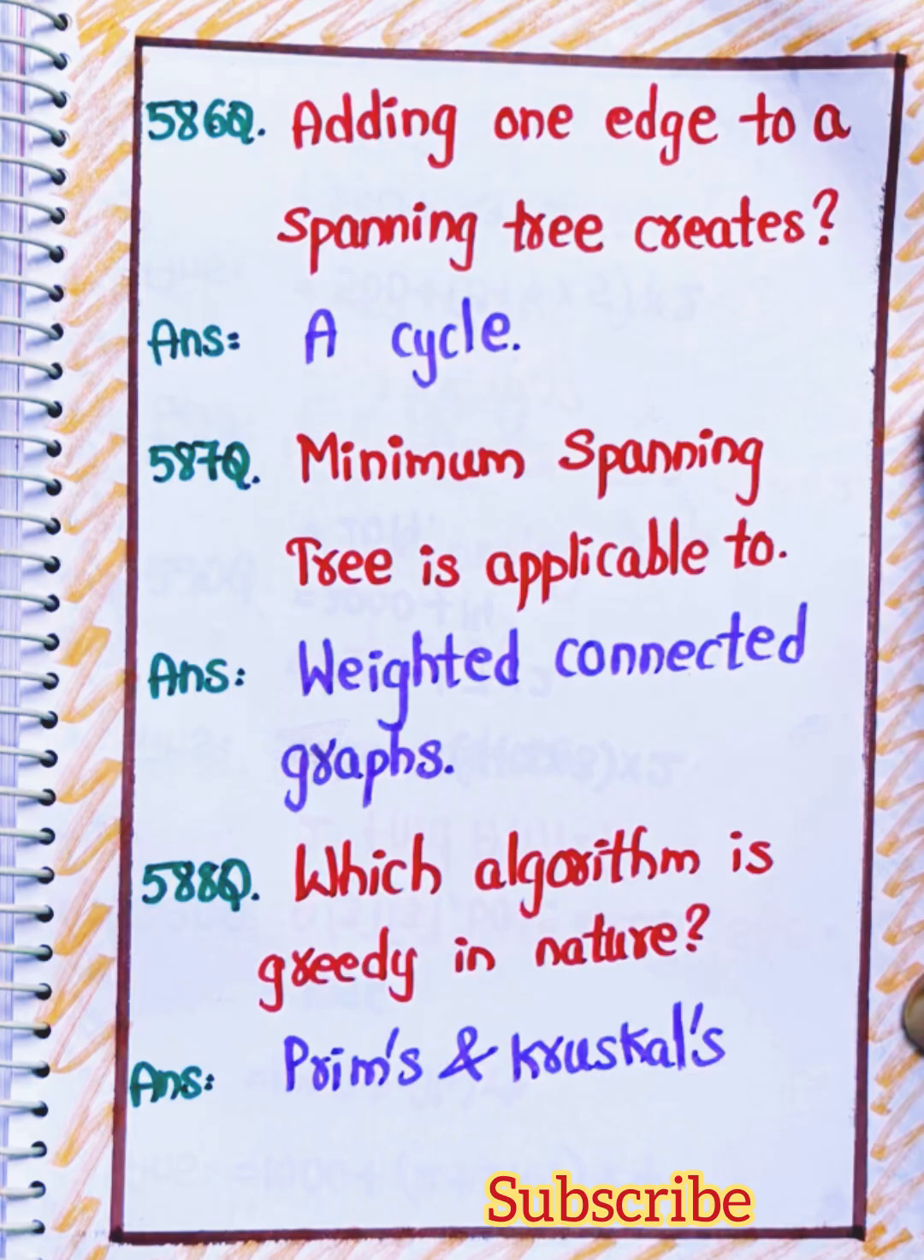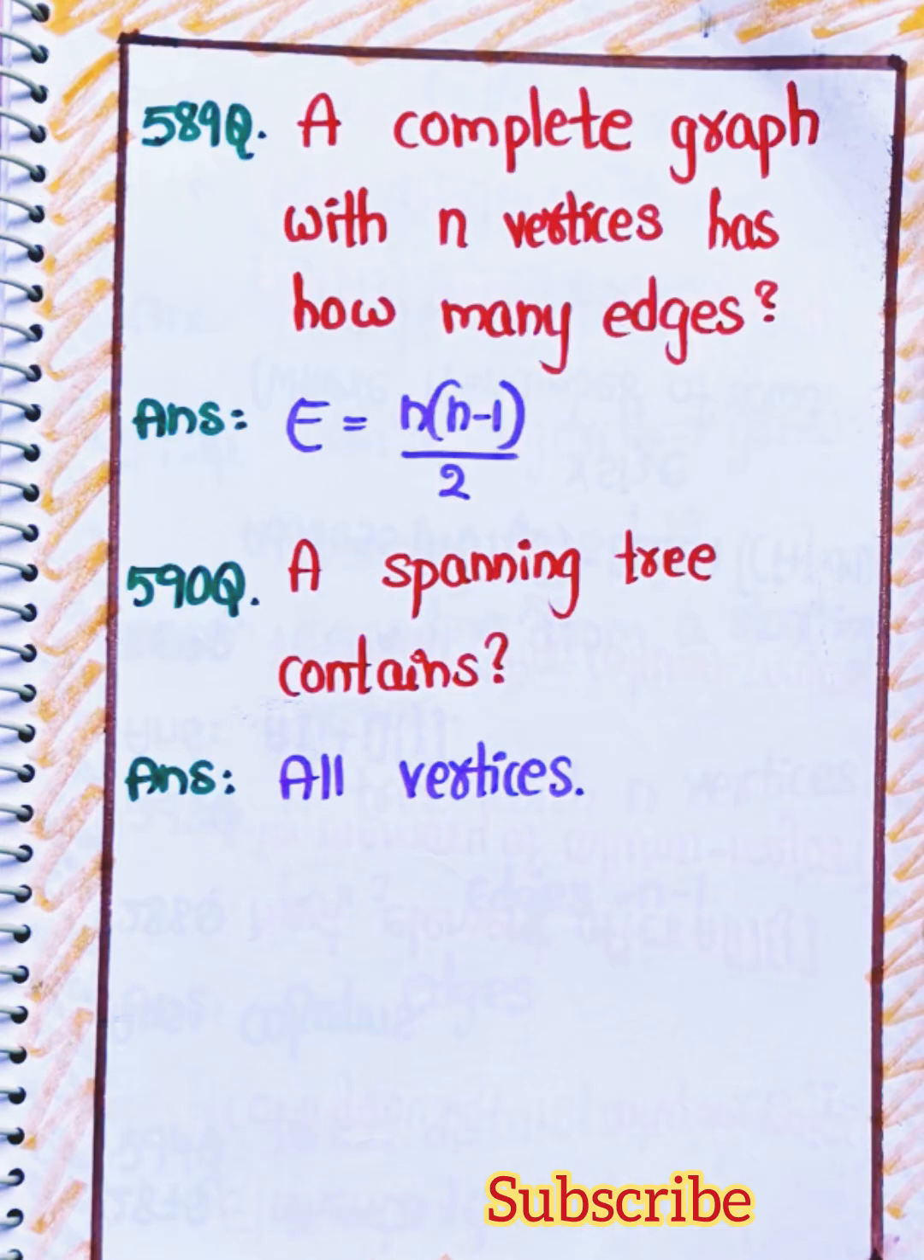Next question. Minimum spanning tree is applicable to weighted connected graph. Next question. Which algorithm is greedy in nature? Prim's and Kruskal's algorithms are greedy in nature. A complete graph with n vertices has how many edges? Edges equal n times n-1 divided by 2.